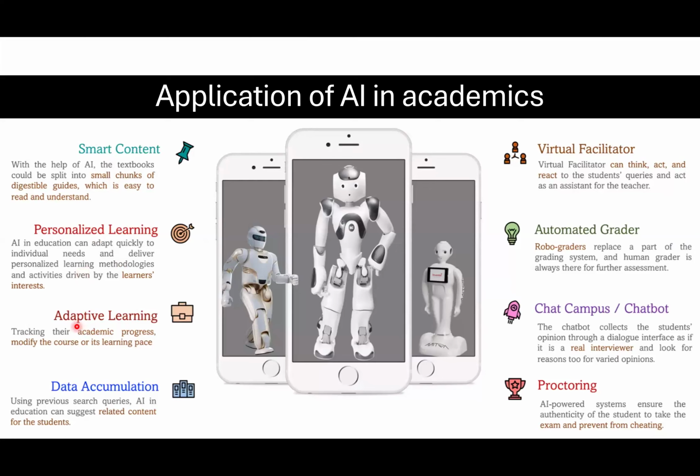Then we have adaptive learning. Adaptive learning means we are not stuck to the previous knowledge, we keep on updating ourselves. Then you have data accumulation. Data accumulation means, given your previous queries, the model will suggest related content. Virtual facilitator: the model can think, act or react to student queries. Then the automated grader system. I'll also give you a demo on this, on how you could automate the grading system. Then we have the chatbot, so that the student can interact easily in a more efficient way.